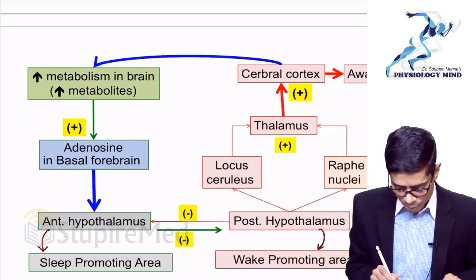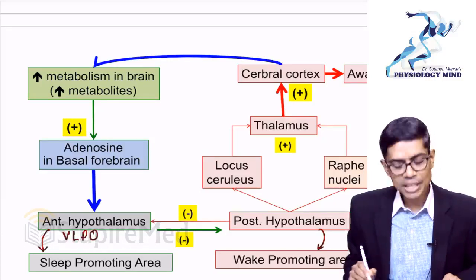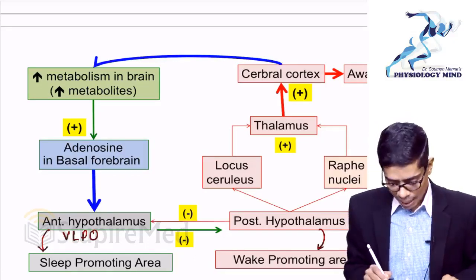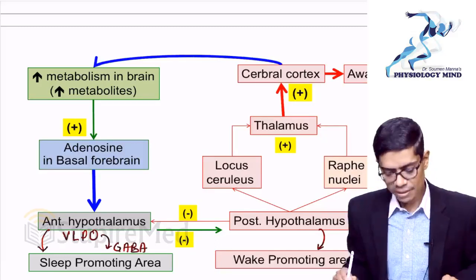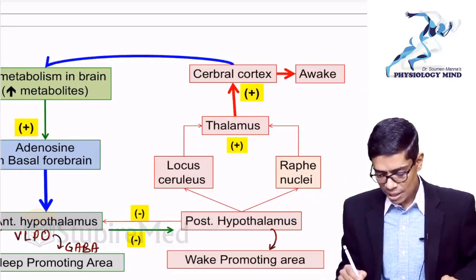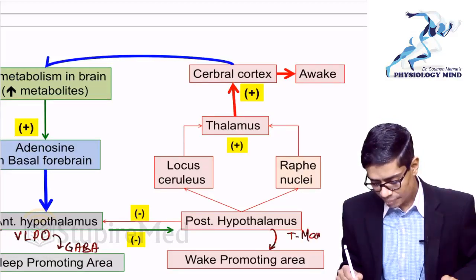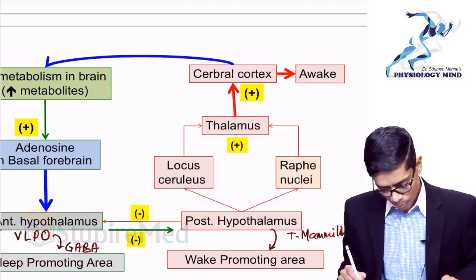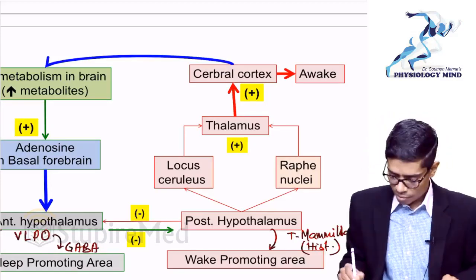Which nucleus of the anterior hypothalamus? VLPO, the ventrolateral preoptic area. And which neurotransmitter does it produce? GABA. That's why it's a sleep promoting area. And which nucleus is in the posterior hypothalamus? The tuberomammillary nucleus, and it's the wake promoting area. Why? Because it produces which neurotransmitter? Histamine.